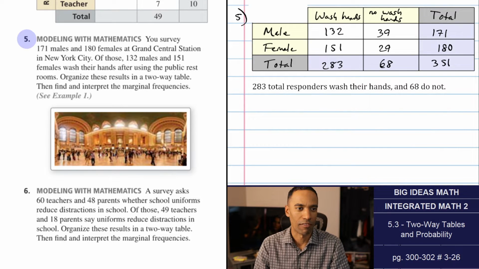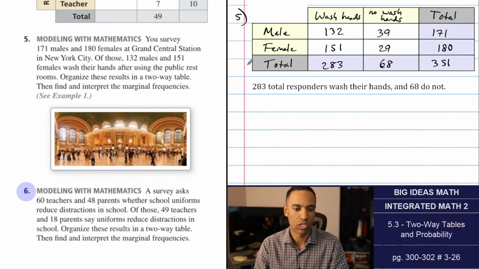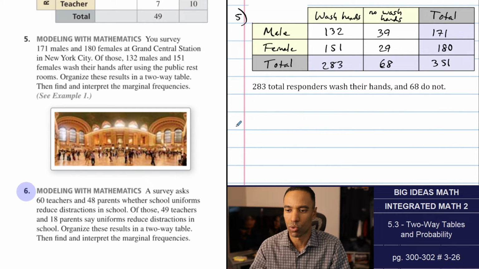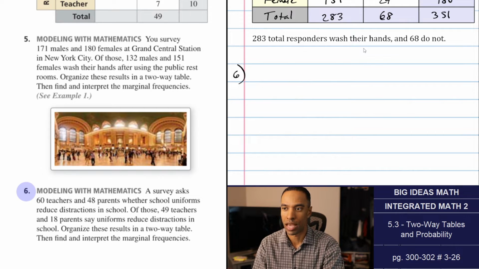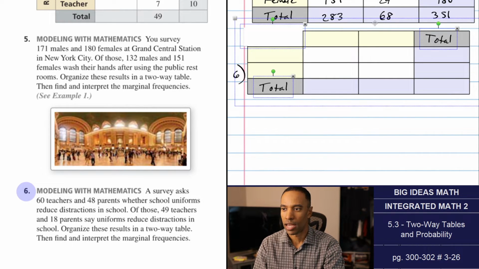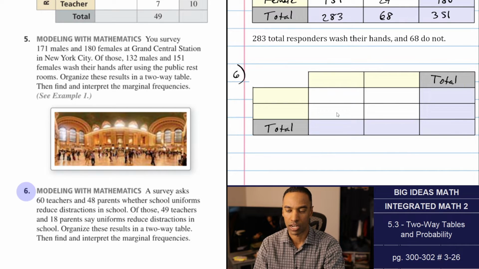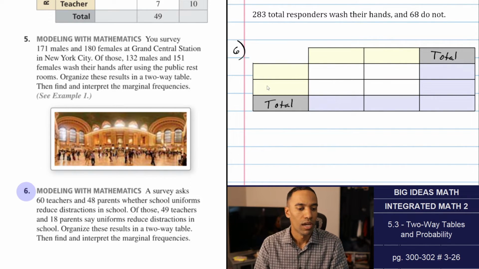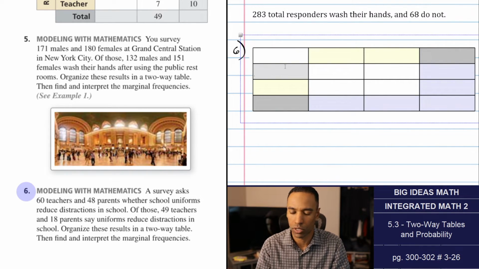All right, there's number 5. Let's go ahead and take a look at number 6. A survey asks 60 teachers and 48 parents whether school uniforms reduce distractions in school. I never knew that was actually a topic of conversation. Now that I realize it, that actually probably would be a big topic of conversation. Of those, let's see. Actually, let's talk about the categories here. Can I type in here? I can, but will it look good?